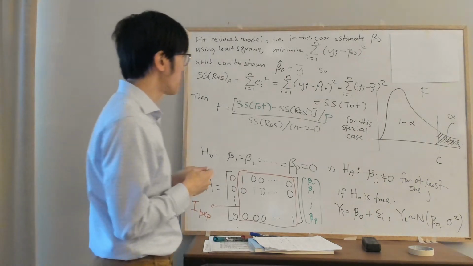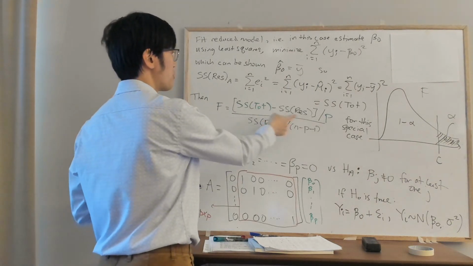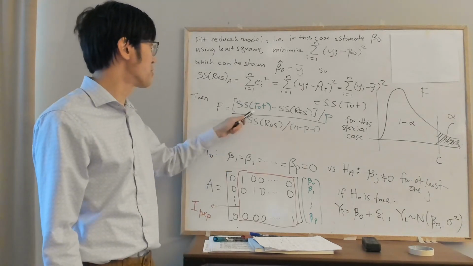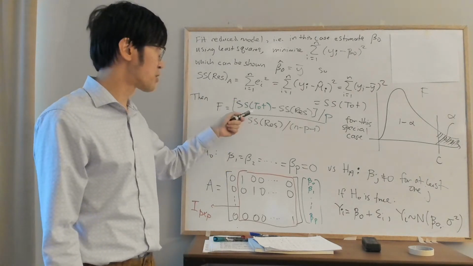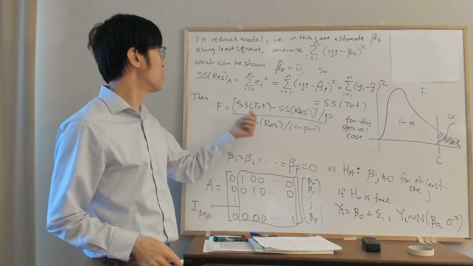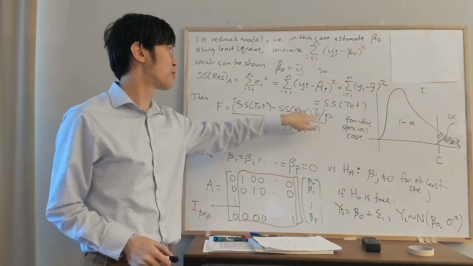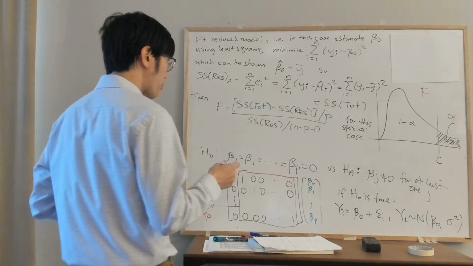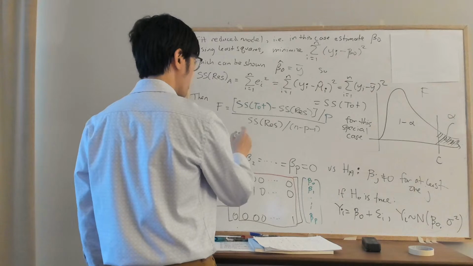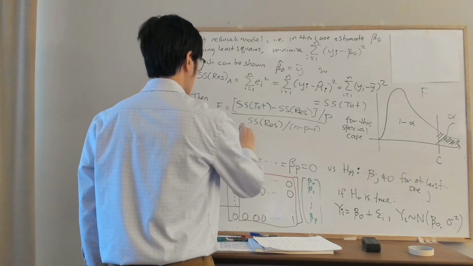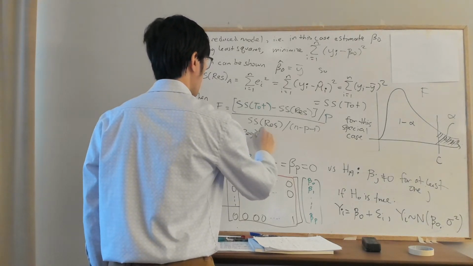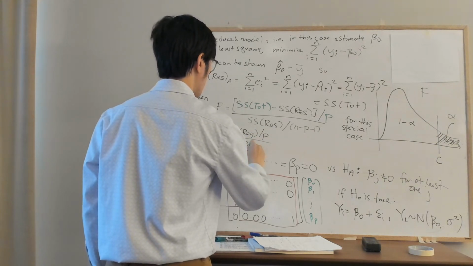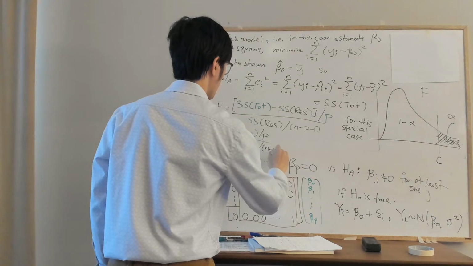Okay, so now let's simplify this. What is sum of squares total minus sum of squares residual? Well, by definition, because of the sum of squares decomposition, we know that sum of squares residual added with sum of squares regression gives us the sum of squares total. Therefore this is simply sum of squares regression divided by p, and then in the denominator is sum of squares residual divided by n minus p minus 1.